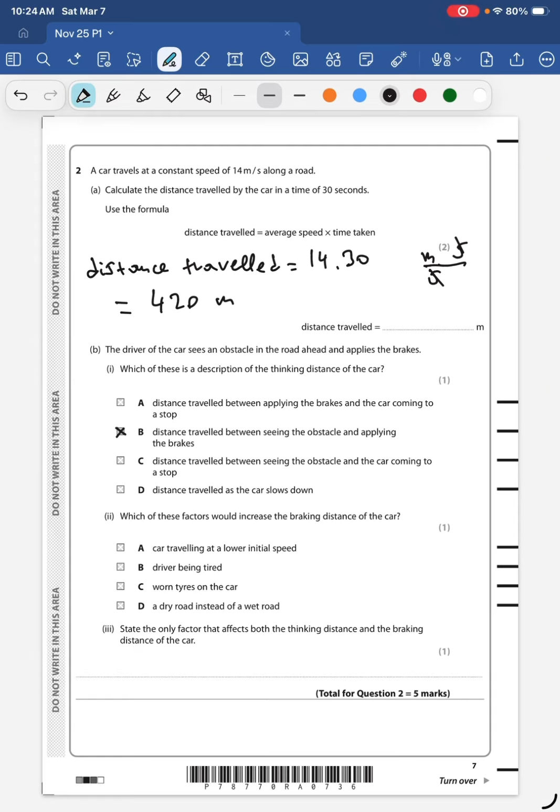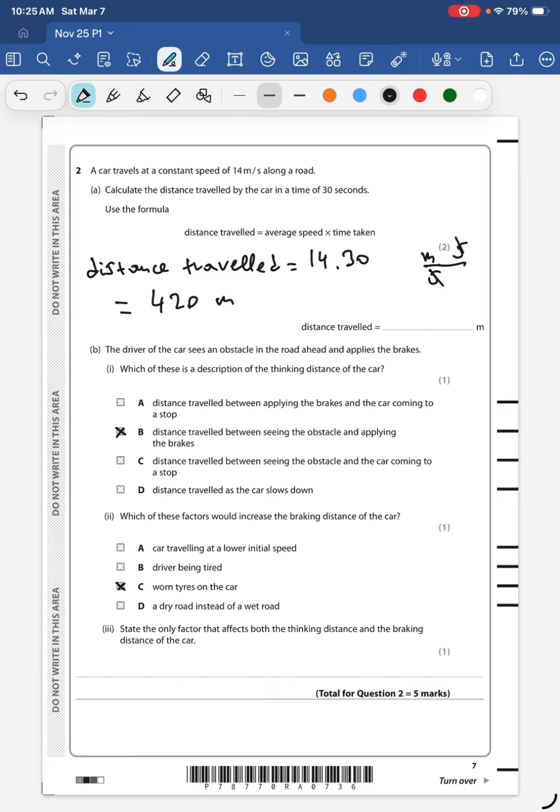Which of these factors would increase the braking distance of the car? A, car travelling at a lower initial speed, that will decrease it, right? B, driver being tired. I mean, okay. C, worn tires of the car. That's the answer. Why? Because less friction.